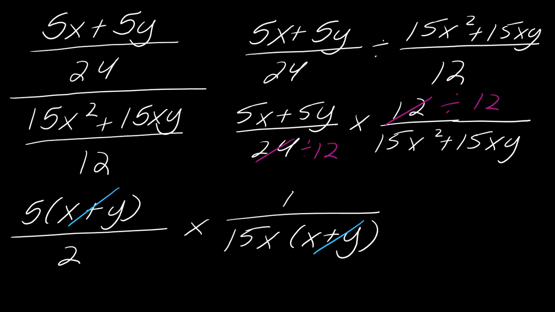So these x plus y's drop out. And then I can divide now these parts by 5. So in the end, it looks like I'm going to be left with just 1 on top. Everything else canceled out on top. And so then this is going to leave me with 2 times 3x. Yeah, just 2 times 3x. So this becomes 1 over 6x.